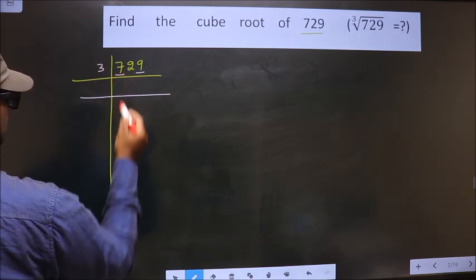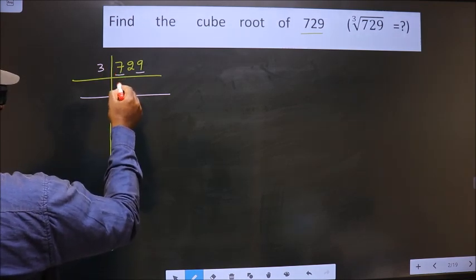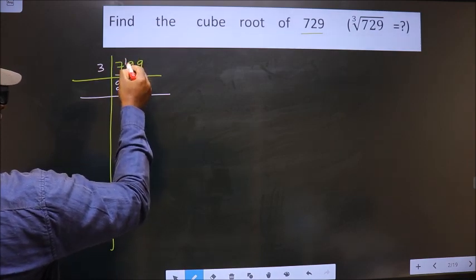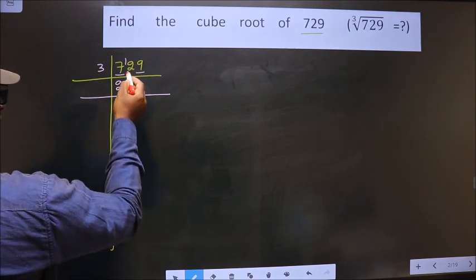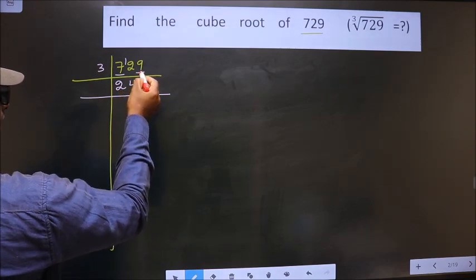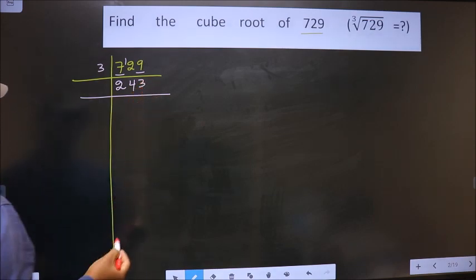Now the first number is 7. A number close to 7 in the 3 table is 3 twos are 6. 7 minus 6 is 1, 1 carried forward making it 12. When do we get 12 in the 3 table? 3 fours are 12. Now here we have 9. When do we get 9 in the 3 table? 3 threes are 9.